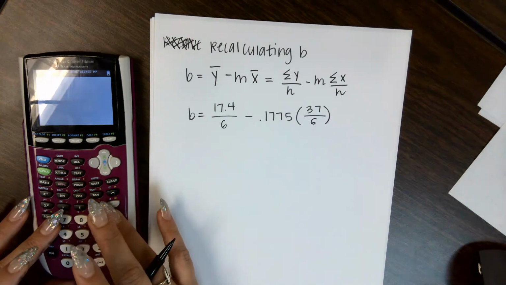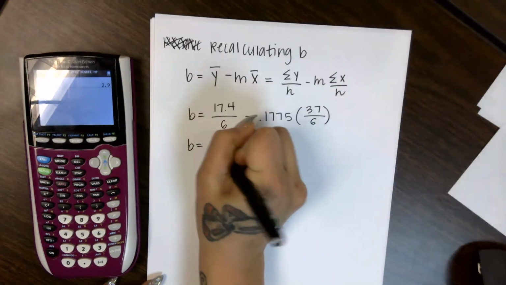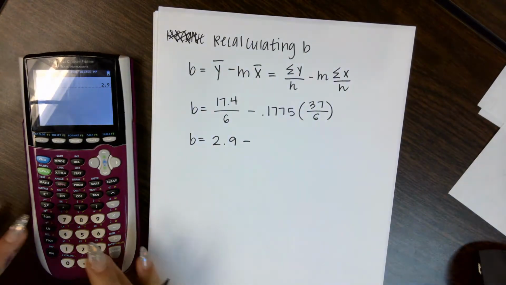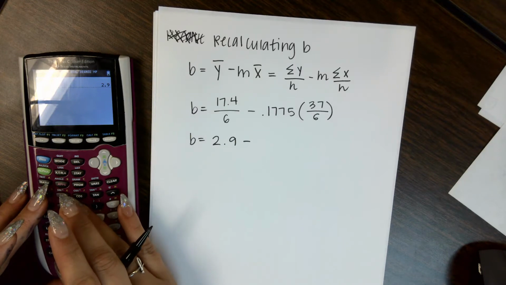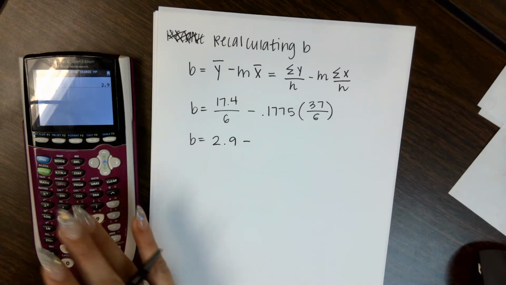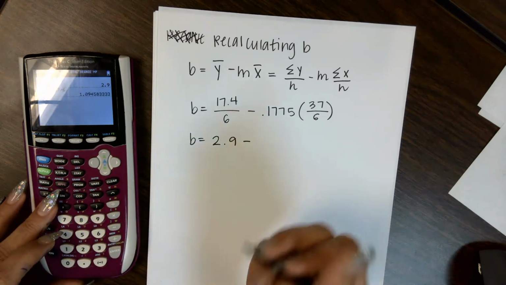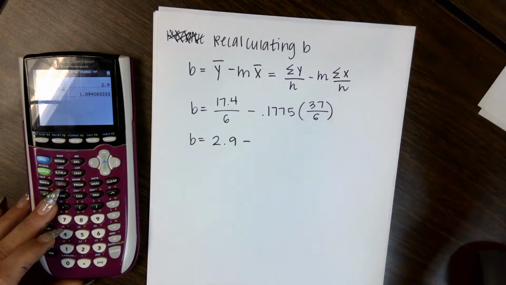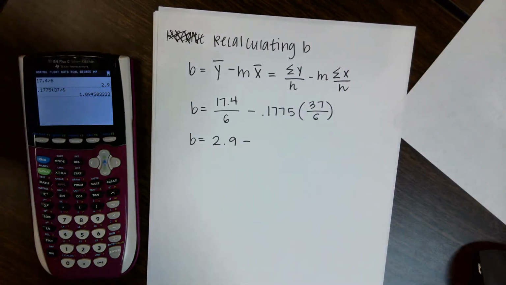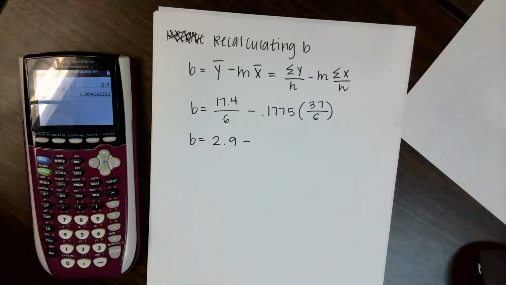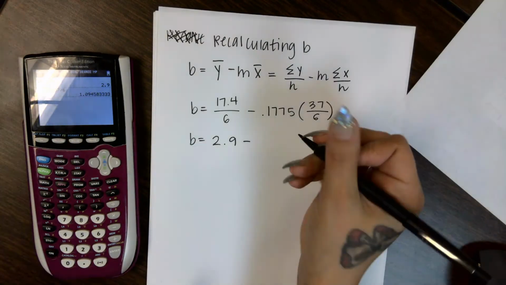17.4 divided by 6. B is equal to 2.9 minus 0.1775, open parentheses, 37 divided by 6. Did I get that right whenever I did that on paper by myself? Yes. Okay, and I did round it slightly.